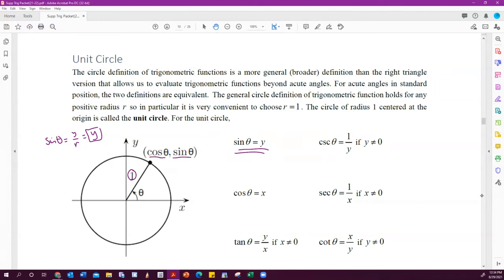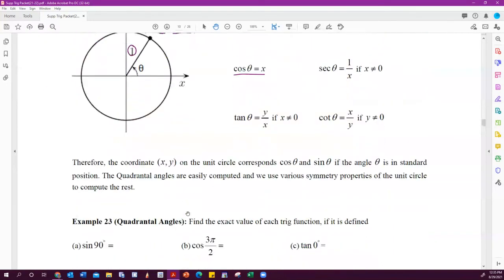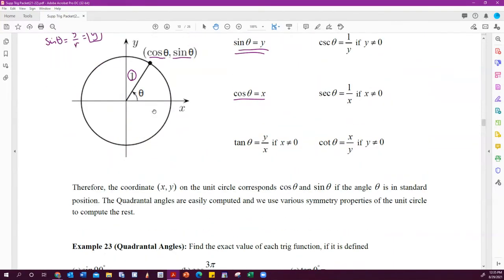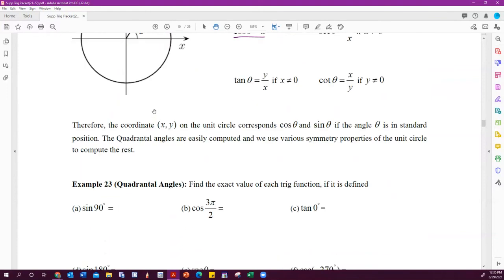And that means if you can figure out the coordinates of points on the unit circle, you're actually being provided the cosine and the sine. As before, cosecant is reciprocal of sine, secant is reciprocal of cosine, and tangent's the ratio of the sine and the cosine. Cotangent reciprocal of tangent. So this is the stuff that dreams are made out of now. This makes things so easy if you know coordinates on the unit circle.